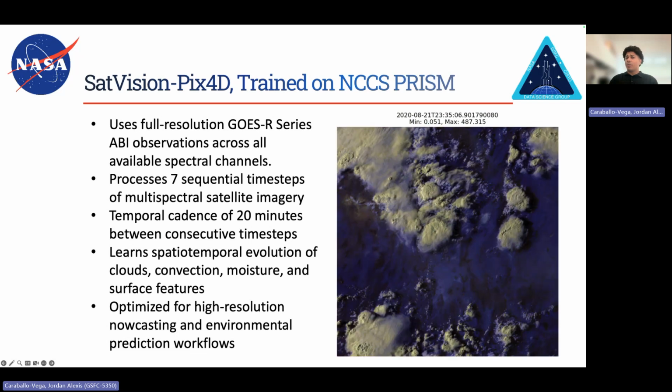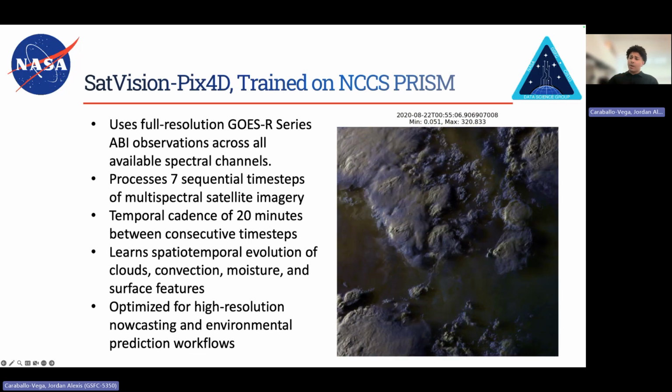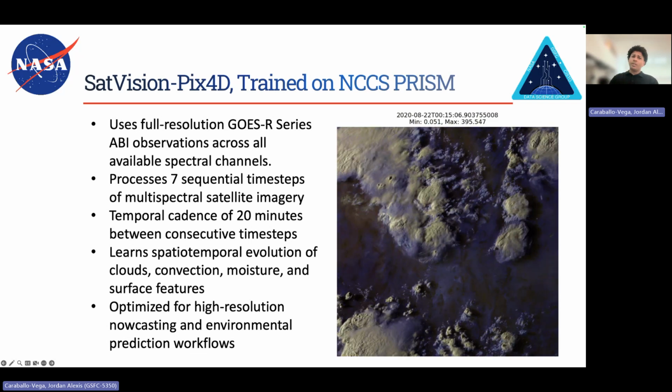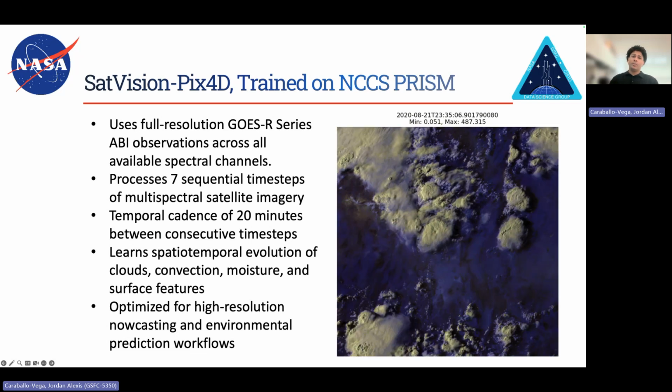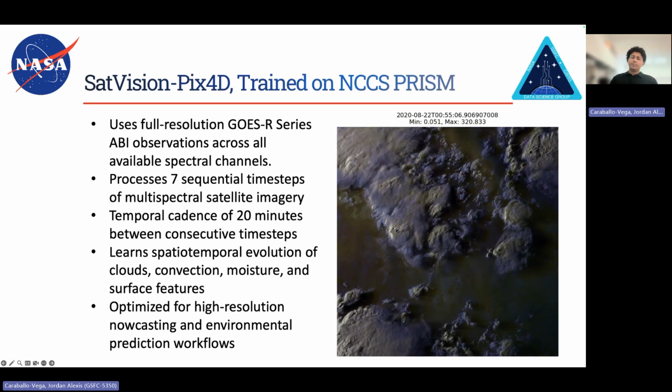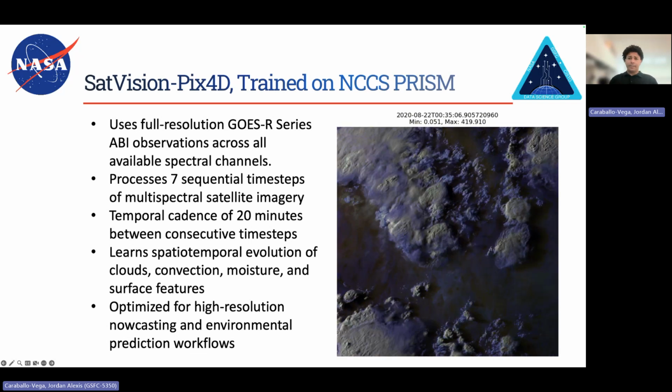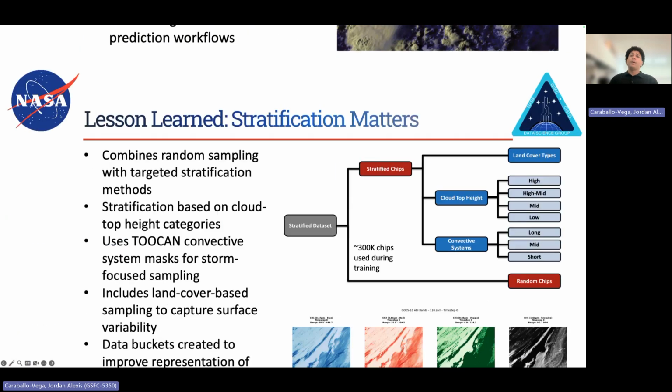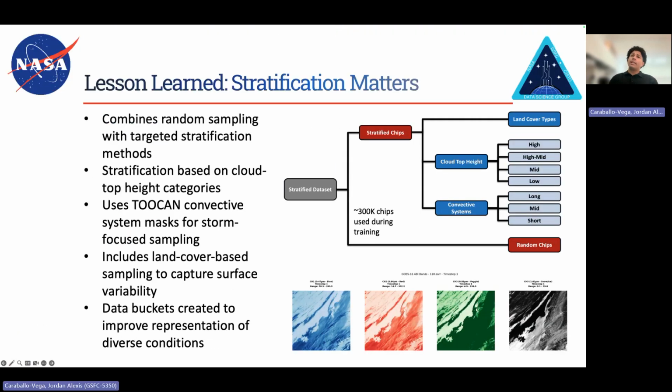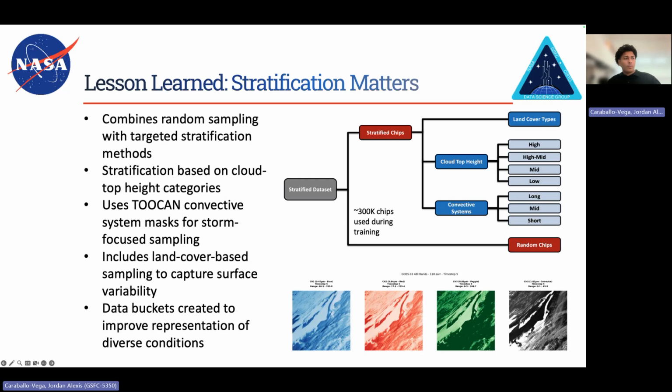The model was actually optimized for this kind of nowcasting task that we can leverage for, let's say, clouds, convection, moisture, surface features, etc. Now, given that we're tracking convection as part of this kind of model, and we want to be able to reconstruct some of these with extreme care, we then proceeded to have a more stratified dataset.